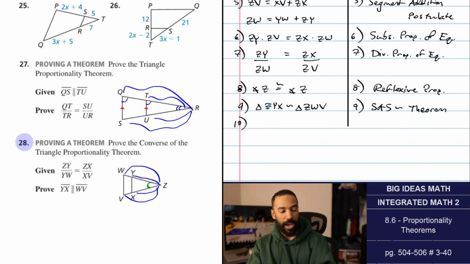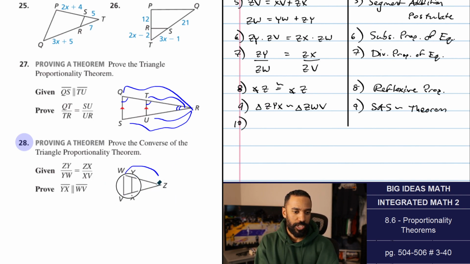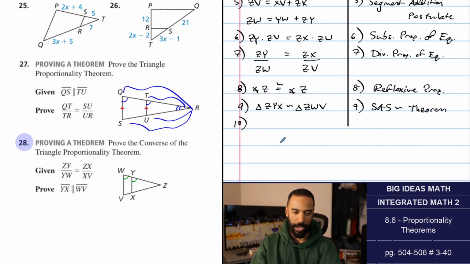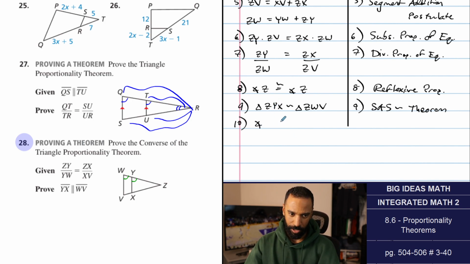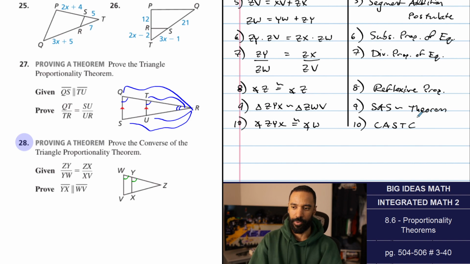And corresponding angles of similar triangles are congruent. So now that I know the triangles are similar, we know that corresponding angles will be congruent. For example, this angle is congruent to this angle right here because the triangles are similar. So I can call that angle ZYX and angle W, because corresponding angles of similar triangles are congruent.